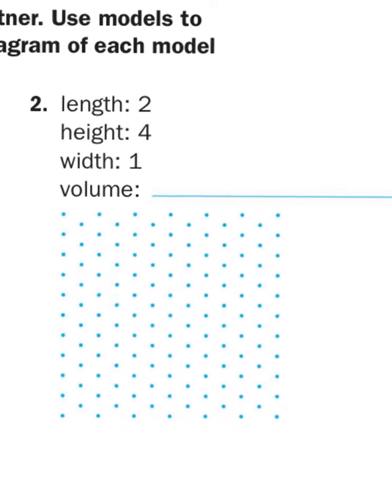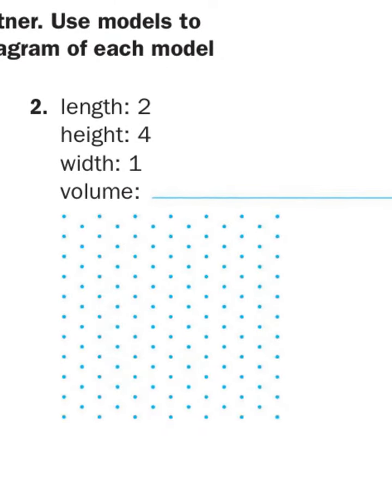So we have to find the volume. Now, I know you can just do length times width times height. And 2 times 4 is 8 times 1 is still 8. So I know my volume is going to be 8 cubic units. Here's how you write it, by the way, with a little 3 exponent for cubic. But now you have to draw this luscious figure. So here's what we know. It's 2 long, it's 4 high, and it's 1 wide.